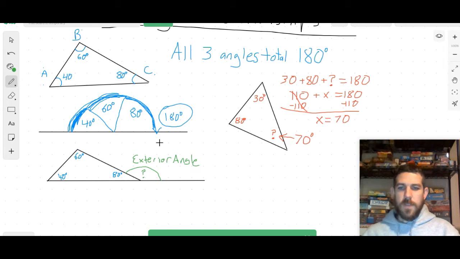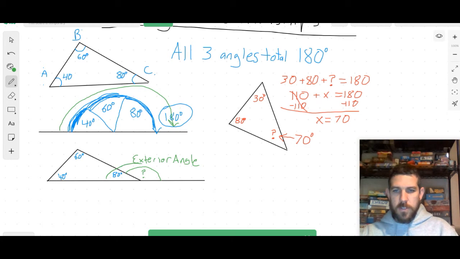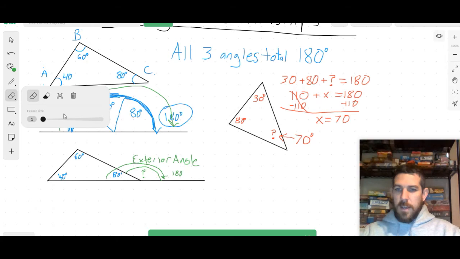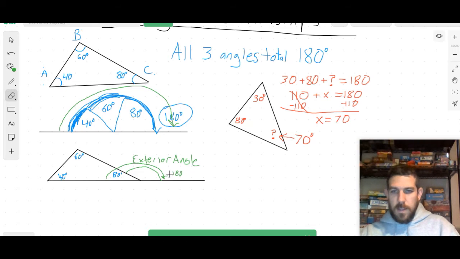Can we figure out what its value is? We should be able to do that for the same reason we were able to say that all triangles total 180. There's a little line here that should also total 180. These would be considered supplementary angles. If you remember what that meant, two angles that form a line, like the 80 degree angle and our mystery angle, should total 180. So what does that exterior angle have to be? Let's erase the question mark.